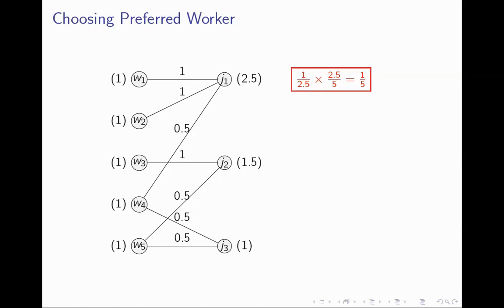Now let's look at the probability worker 4 is chosen. There are 2 ways it could happen. Either job type 1 arrives, and then worker 4 is chosen with probability 0.5/2.5, or a job of type 3 arrives, and worker 4 is chosen with probability 1/2, 0.5/1. If we add that up, we get, again, 1/5. And you can start to see that the reason for this is because the actual arrival of the jobs cancels out. And so because each worker has a total weight adjacent to it equal to 1, each worker at every step is equally likely to be chosen as the preferred worker.